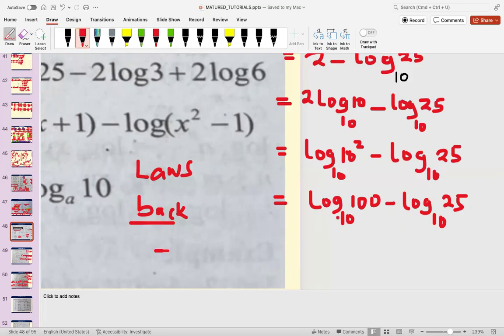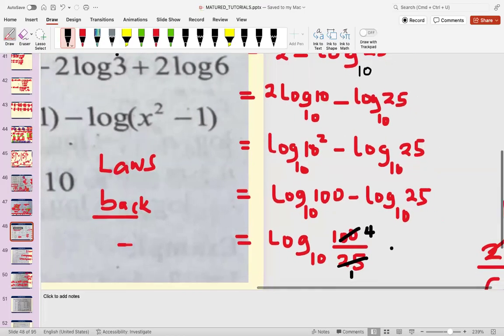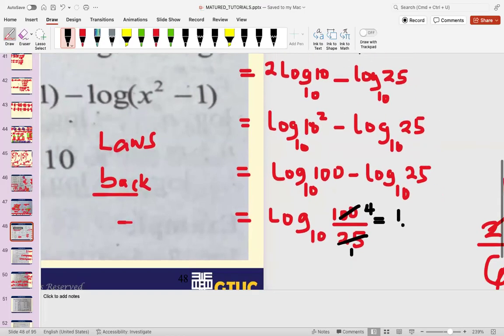Which law can we apply? The same base, log 10, log 10. The sign in between is minus, second law. So in applying the second law, we write our solution as log, the same base 10, 100 will come on top, and then 25 will come below. Then we do the cancellation as usual. So 25 will cancel itself 1. 25 will go into 100, 4. Finally, we can say that our answer is log 10, 4.